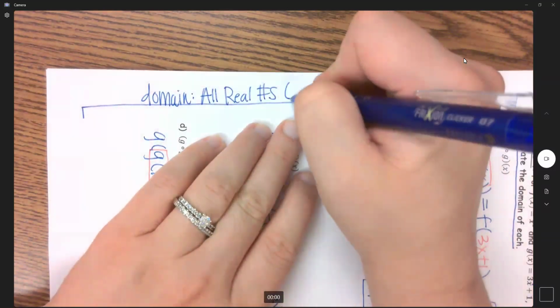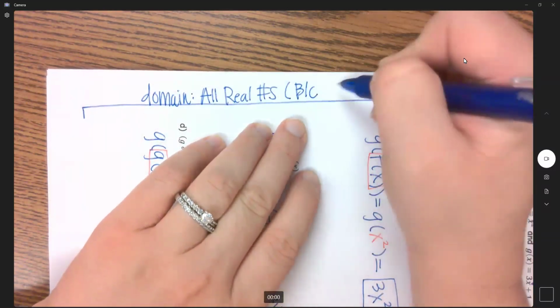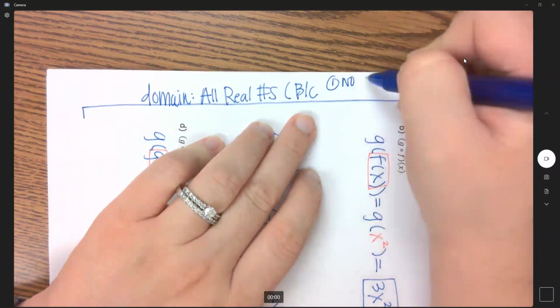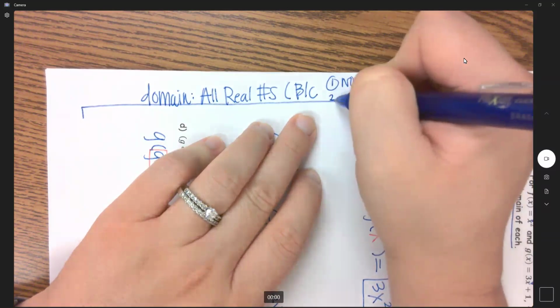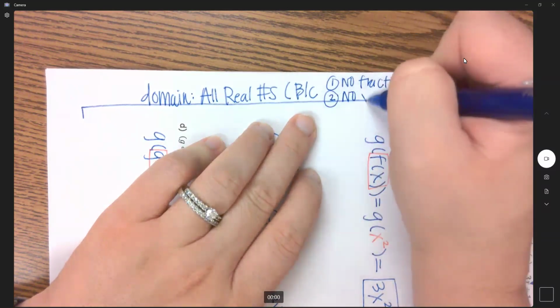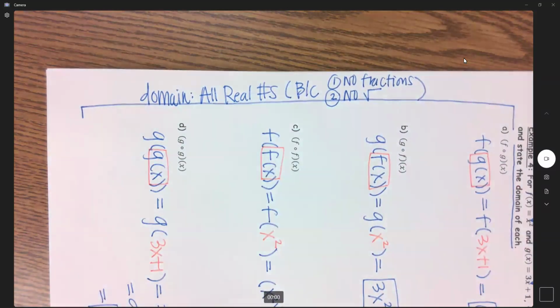And if you want to put in, because we have no fractions, and number 2, we have no square roots.